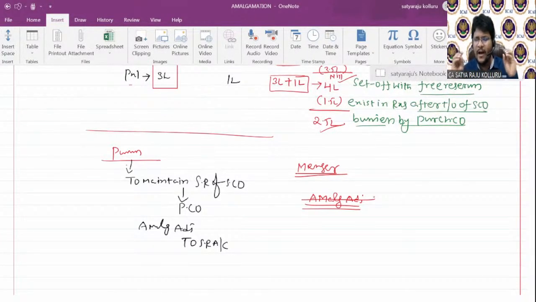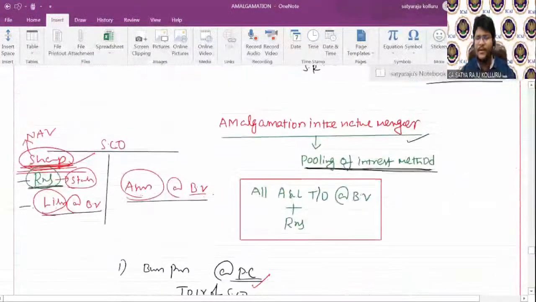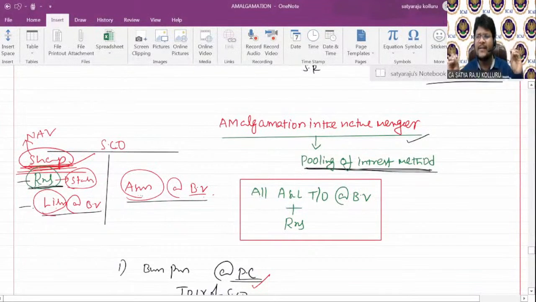Do you agree, guys? All of you understand these points? So now, amalgamation in the nature of merger is as simple as amalgamation in the nature of purchase. There is no difference between purchase method and merger method except these issues. What are such issues? All assets and liabilities, including reserves and surplus, are taken over by the purchasing company. That's why at the time of comparing PC with NAV, we need to compare the purchase consideration with the face value of the share capital of the selling company.